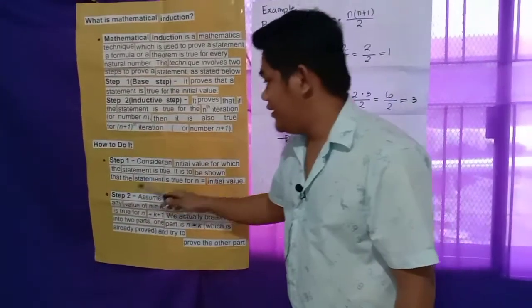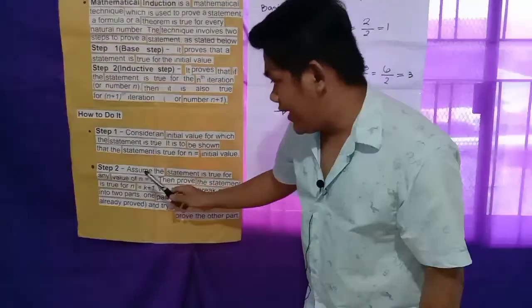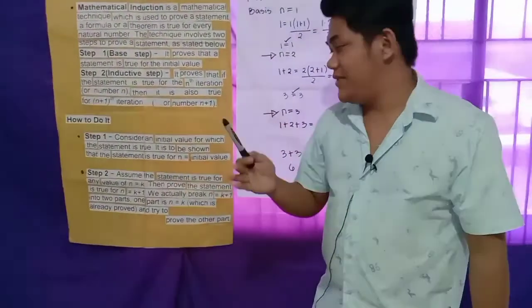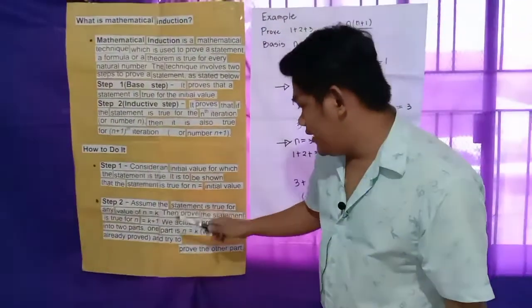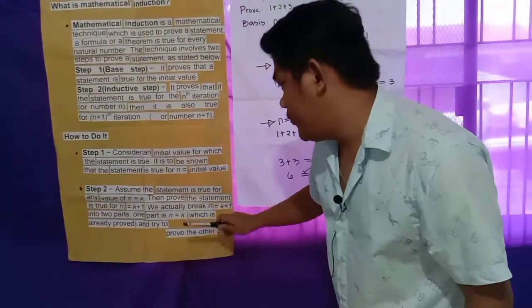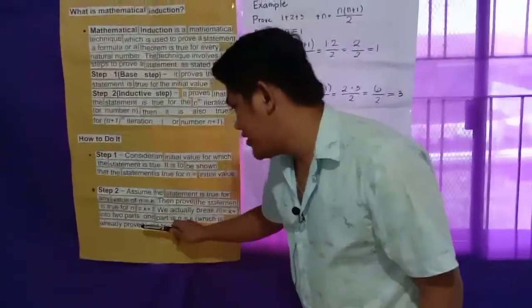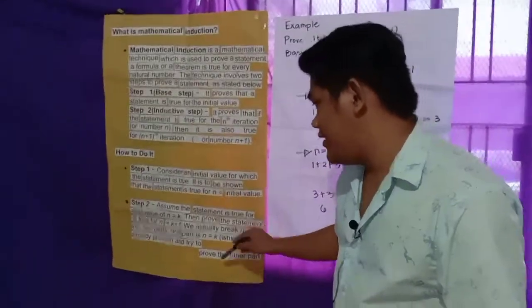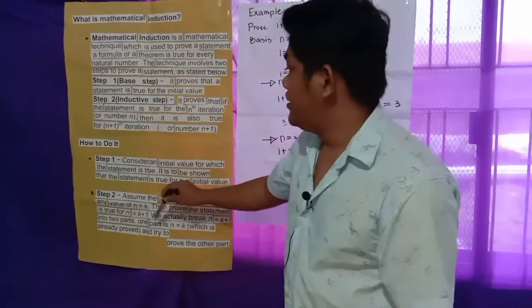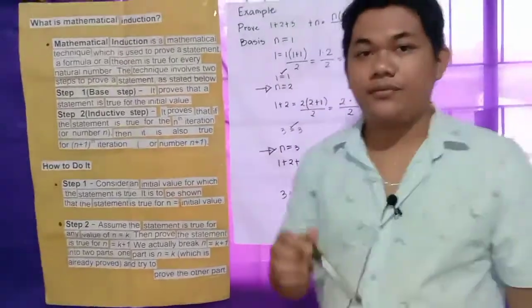So next, step 2: assume the statement is true for any value of n equals k, as we said earlier. Then prove the statement is true for n equals k plus 1. We actually break n equals k plus 1 into two parts. One part is n equals k, which is already proved. So that is step 1. And try to prove the other part.